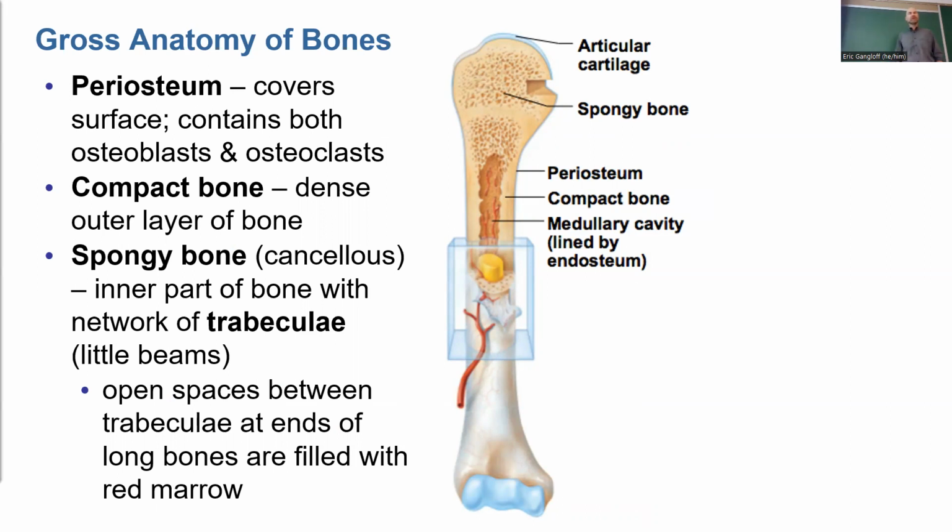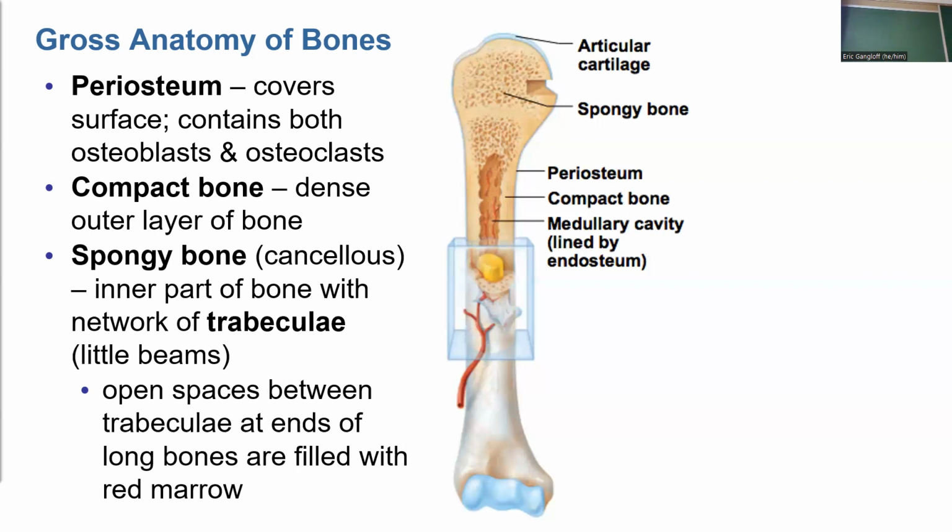If you've eaten chicken wings recently, you've probably seen this when you're pulling the meat off the bone, and then there's that thin layer between there. That's the periosteum. We also have 2 types of bone tissue. We have what's called compact bone and spongy bone.